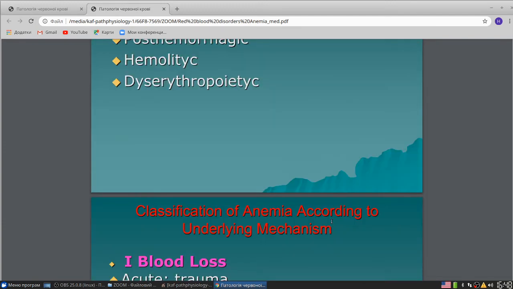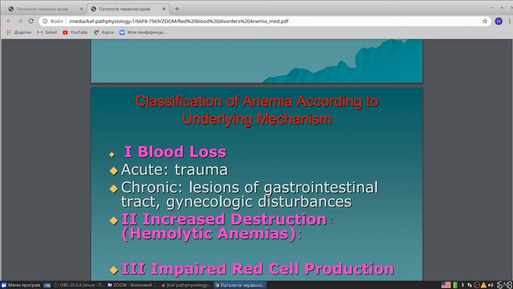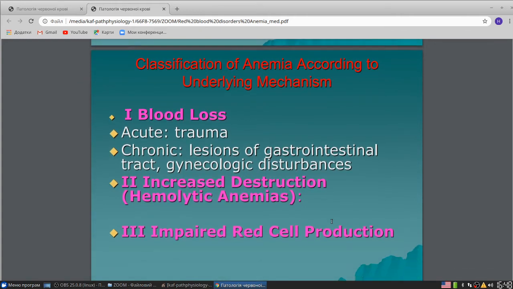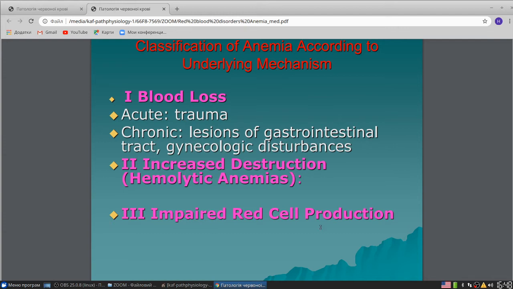We can classify anemia according to underlying mechanism. First one will be due to blood loss, which can be subdivided into acute and chronic. Acute is massive trauma when the patient at one time will lose a volume of blood of more than 500 milliliters. Chronic is anemia when the patient during one day will lose less than 25 milliliters of blood, and this anemia will develop in gastrointestinal tract pathology.